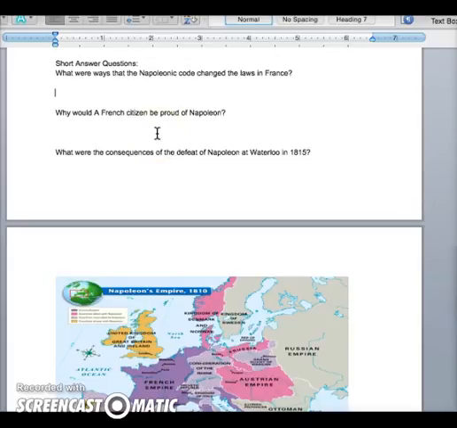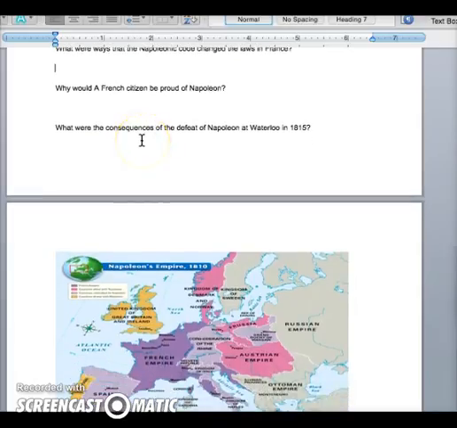Why would a citizen be proud of Napoleon? Well, he dominated most of Europe. He created a French empire. He restored pride in the French in the sense that they were an extremely powerful and feared country, especially after tough times during the Revolution. And what were the consequences of the defeat of Napoleon? Remember, this was after the Congress of Vienna, the creation of the Concert of Europe, keeping the peace, restoring old monarchies, putting Napoleon in exile, and especially restoring King Louis XVIII to the French crown.